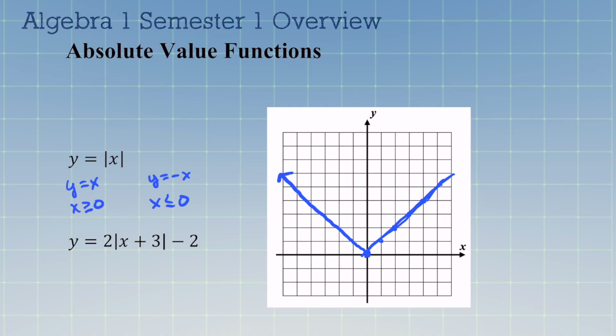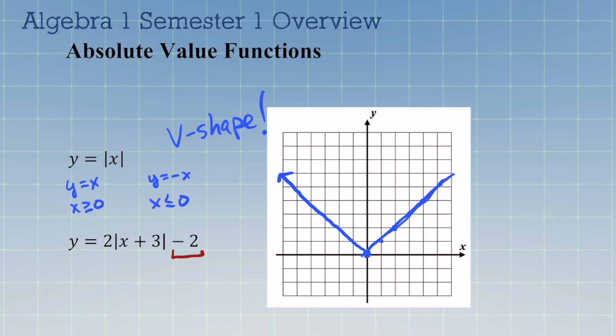So these are V-shape graphs. They have what's called a corner here at the bottom. So all absolute value functions are going to have a corner like that. Let's do the second function. We can use transformations, right, to actually solve this.